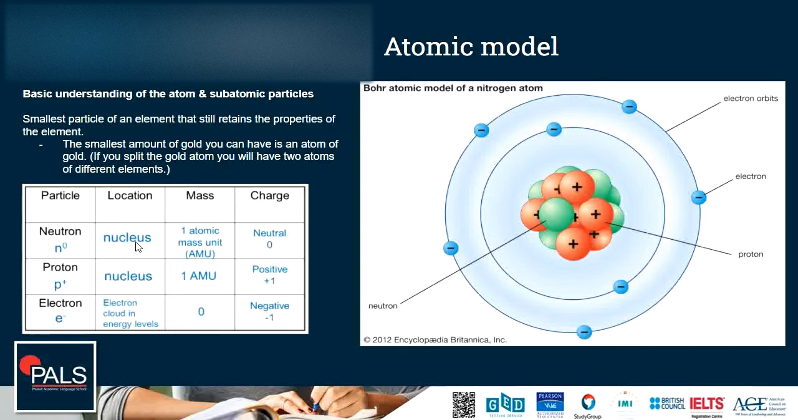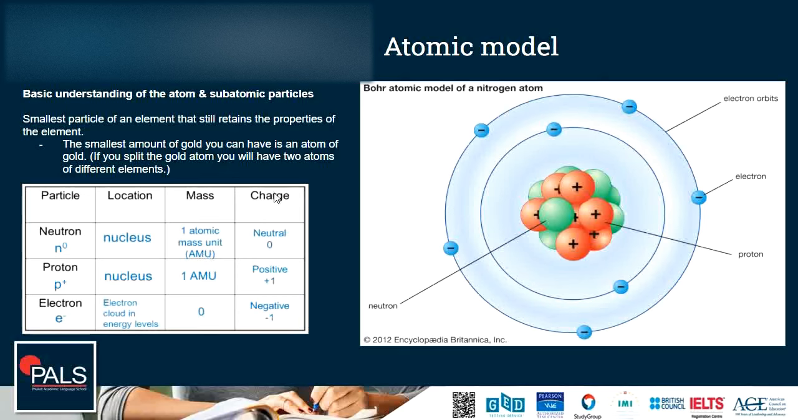Neutrons have a relative mass of 1 atomic mass unit, protons as well 1 atomic mass unit, and electrons have basically no mass. Their mass is negligible. It's very, very small compared to protons and neutrons, so usually it's fine to think of electrons as having no mass, and protons and neutrons are the two particles that make up the mass of an atom.